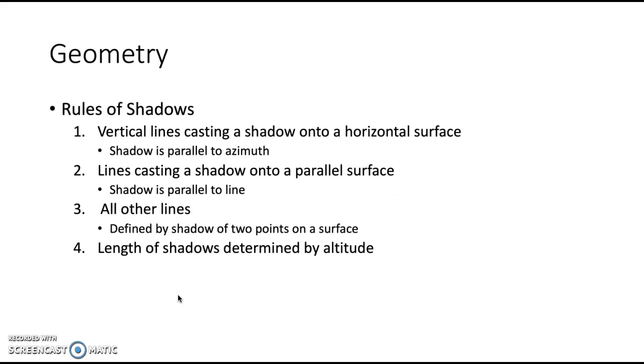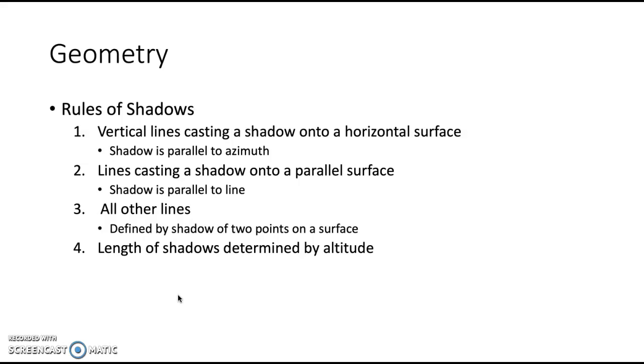We have certain rules that we use in constructing our shadows. A vertical line casting a shadow onto a horizontal surface will create a shadow that is parallel to the azimuth, that 45-degree angle when we were looking at our basic cube. We'll look at other conventions when we're looking at plan obliques, and later on in this semester when we look at perspective.